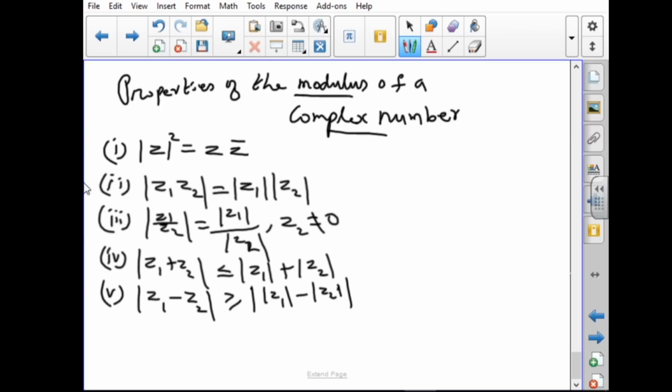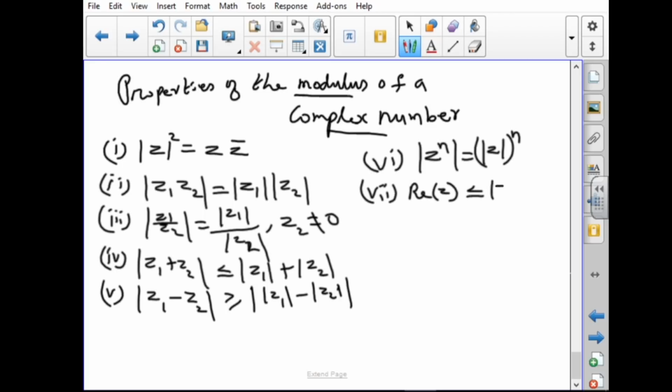Then the sixth one, modulus of z power n can be taken as modulus of z the whole power n. Then seventh one is real part of z is always less than or equal to modulus of z, and the eighth one is imaginary part of z is less than or equal to modulus of z. So, these are the properties of the modulus of a complex number which we will be using in doing problems.